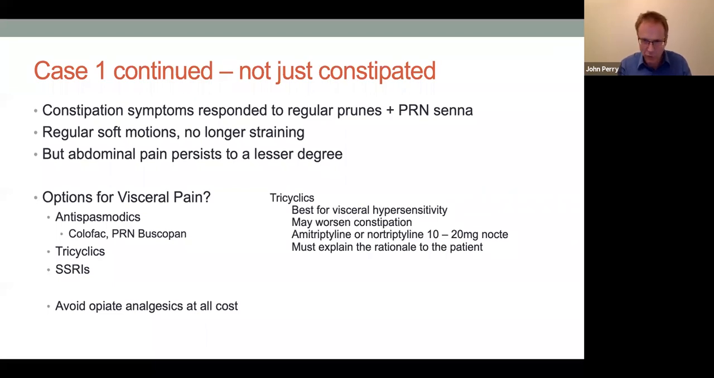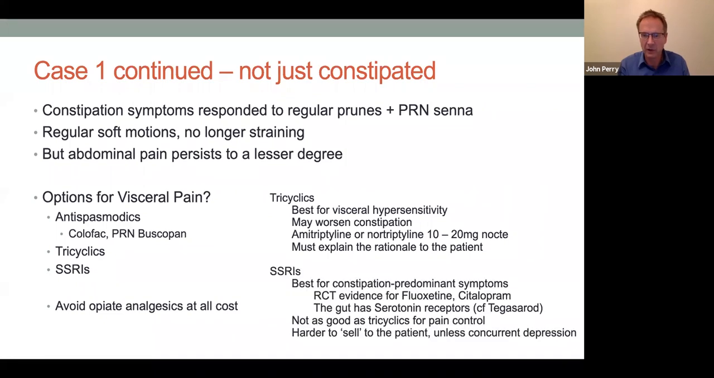Tricyclics are the best for visceral hypersensitivity. You're all used to the sales pitch where you tell them it's a very low dose compared to the antidepressant dose, and so they usually manage it. Some may get a hangover in the morning and can't take it. SSRIs are a harder sell because, you know more than me, it's hard to get patients off them once they're on. It's quite a rocky road to get off. But they can be useful for constipation-predominant symptoms, particularly with a lot of bloating. Some severe cases of post-infectious IBS, they can be useful. They're not as good for pain control though.